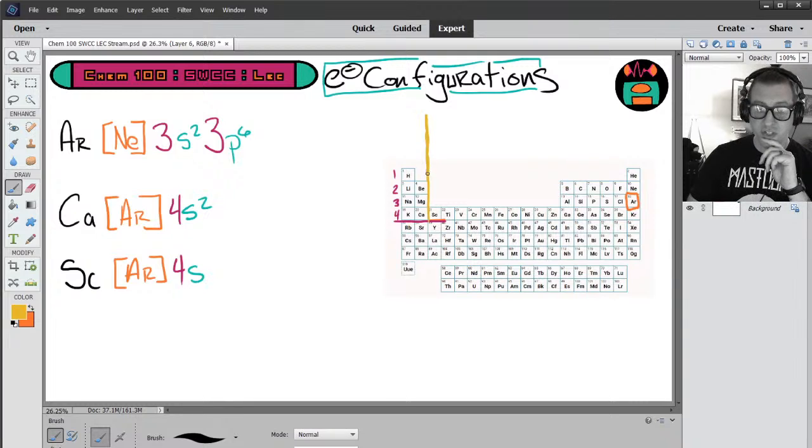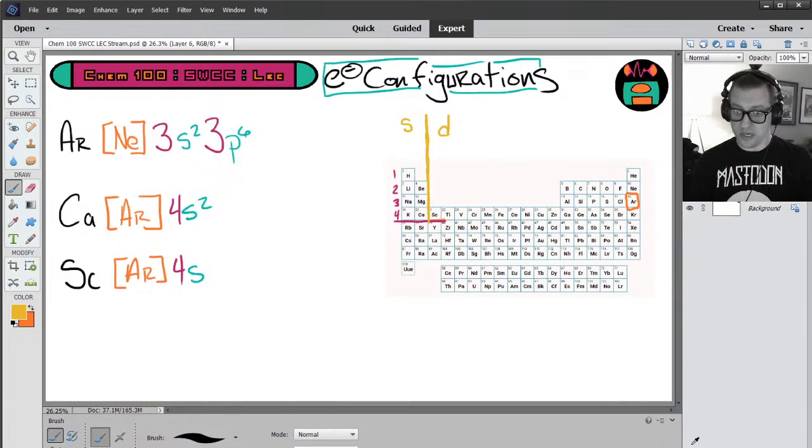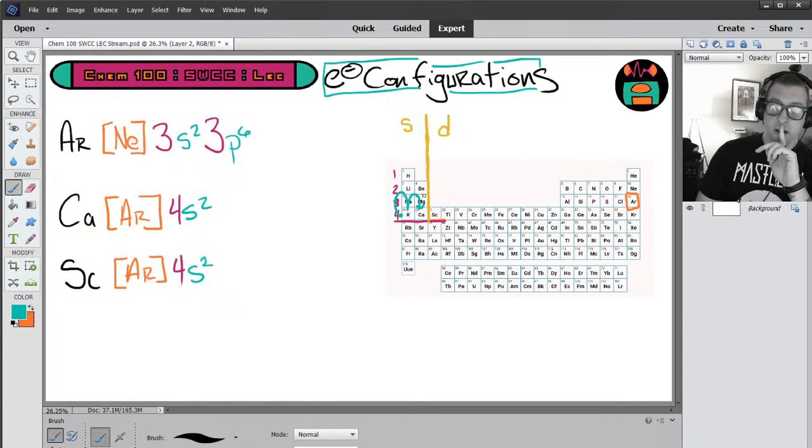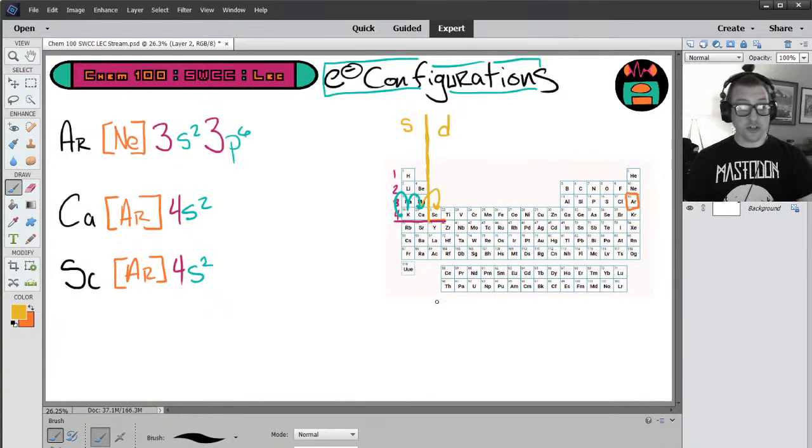The one thing you have to always keep in mind is the division between the S block and the D block. You'll notice if we count over with our electrons, we go 1, 2 spaces in, right? So this is 4s2. The thing you have to remember about crossing from the S block into the D block is your energy level shifts.